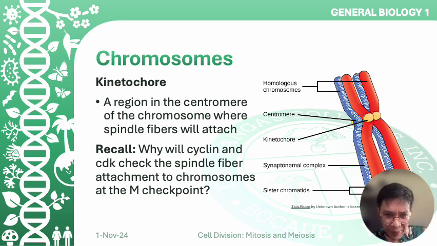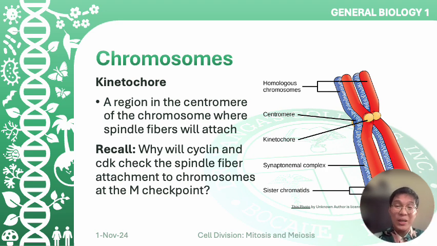Okay? Balikan. Why will the cyclin and CDK check the spindle fiber attachment to chromosomes at the mitotic checkpoint? Ba't kailangan naka-attach? Pwede namang hindi. Diba? Ano mangyayari kapag hindi mo in-attach ang mga chromosomes, mga spindle fibers? Okay? Take note, anong magiging role nila later? Ang mga spindle fibers, sila yung maghahatak dun sa mga chromosomes sa gitna para madala sila sa dalawang bahagi nung magdi-divide na cell.